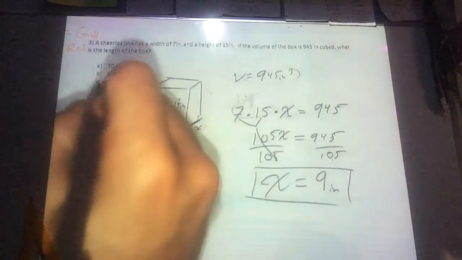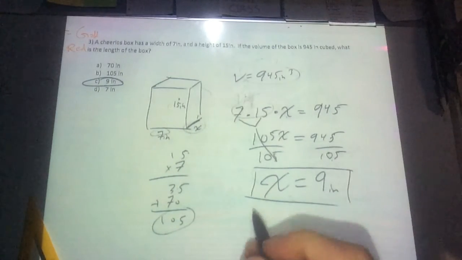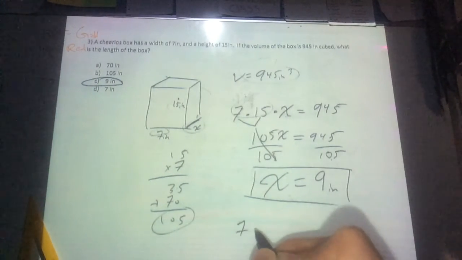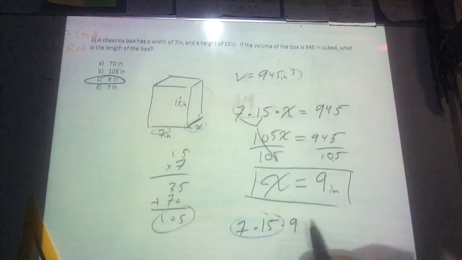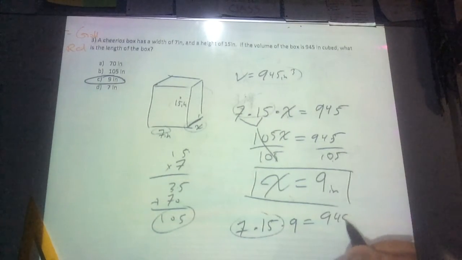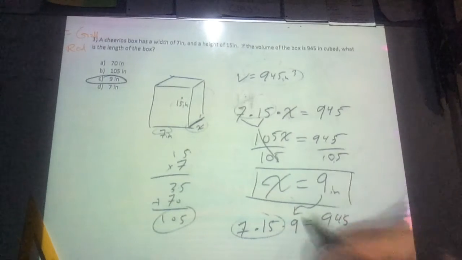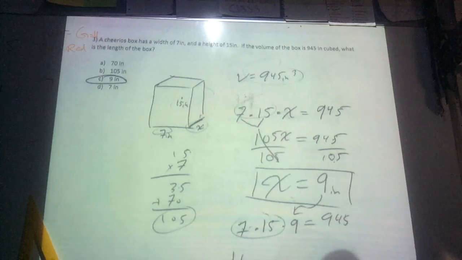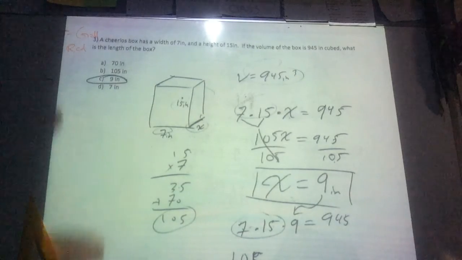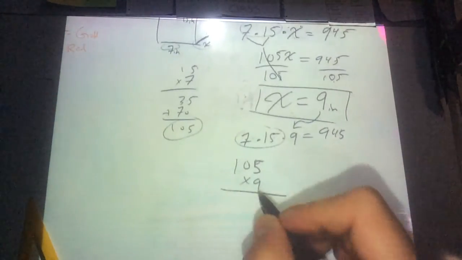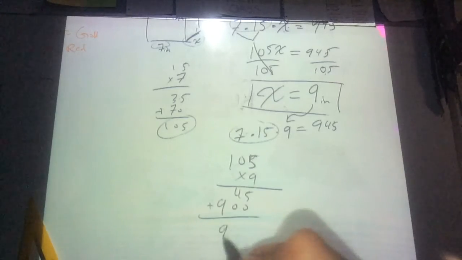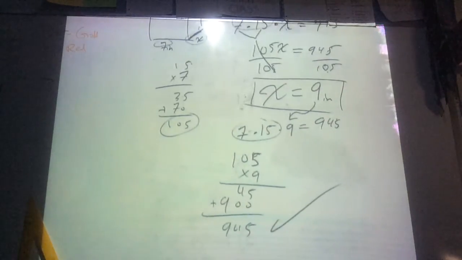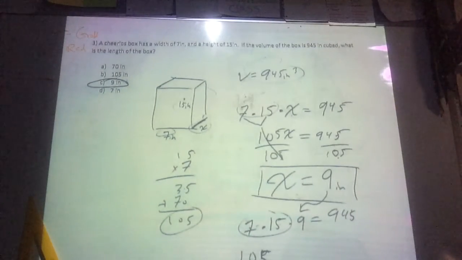Now, I know that that's my answer, but I'm going to make sure I can check by multiplying 7 times 15 times 9. Should be 945. I'm substituting my answer back into x. 7 times 15 is 105. And if I multiply it by 9, 9 times 5 is 45. 9 times 100 is 900. Yes, it does check out. Good. So the answer is 9 inches.